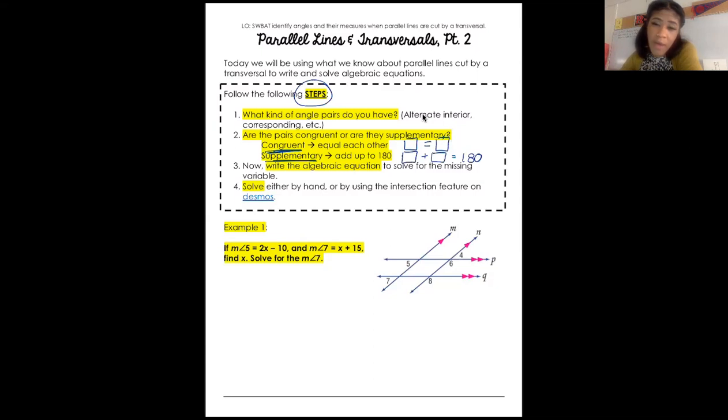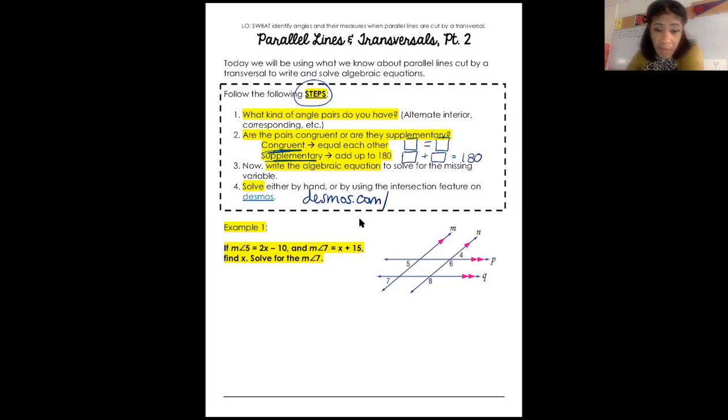We could solve it by hand, that's what I'm going to show you, or you can use the intersection feature on Desmos. There's a link right there. The link to that is desmos.com. I think it's graphing. Just go to desmos.com and click the graphing calculator. It should default to the graphing calculator.